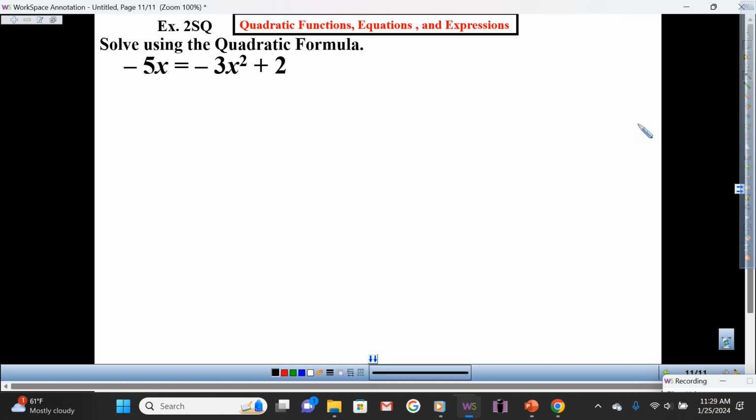All right. Kimberly, what do we do? What is it? Set it equal to 0. So what do you want to send where? -5x to the right side, so that means we need to add 5x, add 5x. So 0 equals -3x squared plus 5x plus 2. Is it in standard form, which means from highest degree to lowest degree? Yes. Is it equal to 0? Yes. All right, that was step 1.